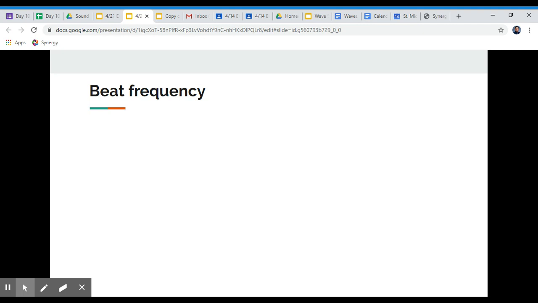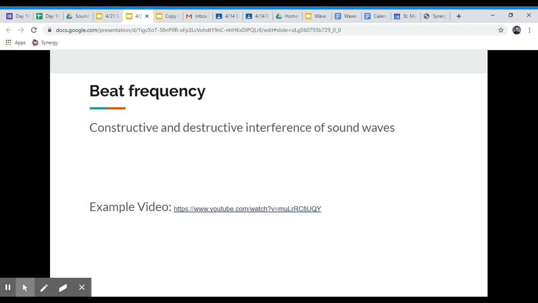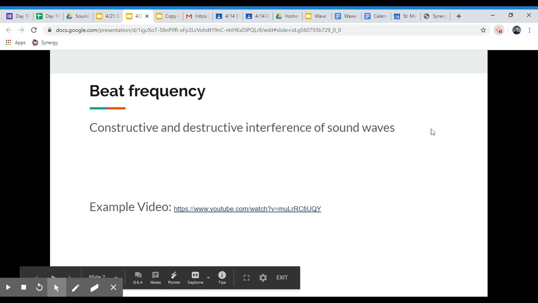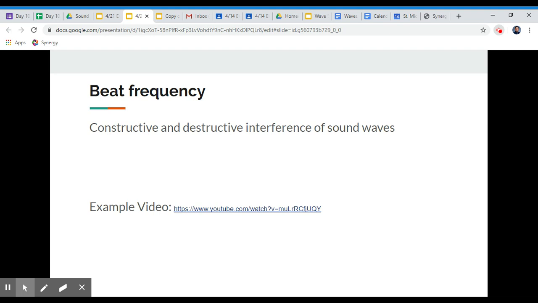Beats is a phenomenon that occurs when you have two frequencies that are really, really close to one another. And you get this constructive and destructive interference, or this superposition of two sound waves over the top of one another. So if you go ahead and watch this example video, it does a really good job of explaining and showing examples of how beats occur and also the equation we use with it. So go ahead and watch that video right now, and then you can return to this video.